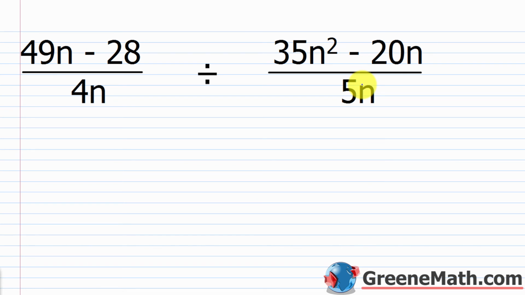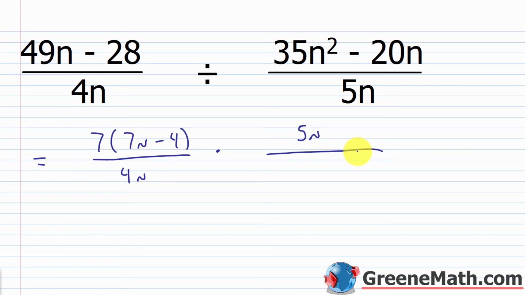So what we're going to do here, I'm going to factor the numerator of this first guy. And it looks like I can pull out a 7. So if I pulled out a 7, I'd be left with 7n minus 4. This is over 4n. And then I'm dividing by, so I want to multiply by the reciprocal. So bring 5n up here, and this is over. From this numerator here, it's going into the denominator, but I want to just go ahead and factor it. I can pull out a 5n. So I pull out a 5n, and I'll be left with 7n minus 4.